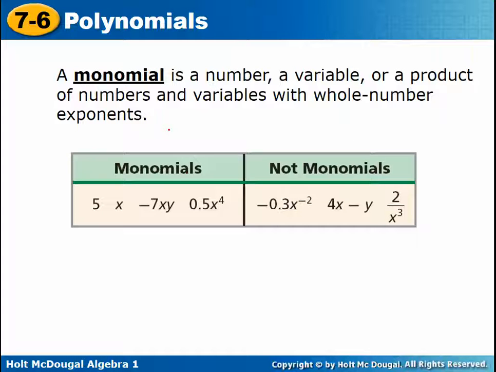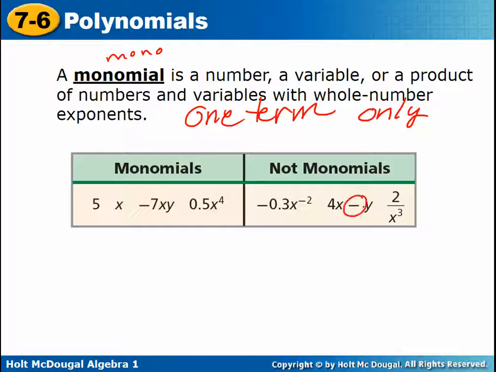First of all, some vocabulary. A monomial, with the prefix mono, is a number or variable or a product of numbers and variables with whole number exponents. One term only. No, it is not separated with plus or minus signs. It's just one term. It also cannot have negative exponents, and it's not going to be written with a variable in the denominator.